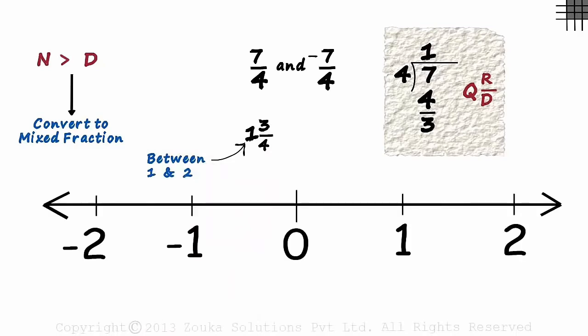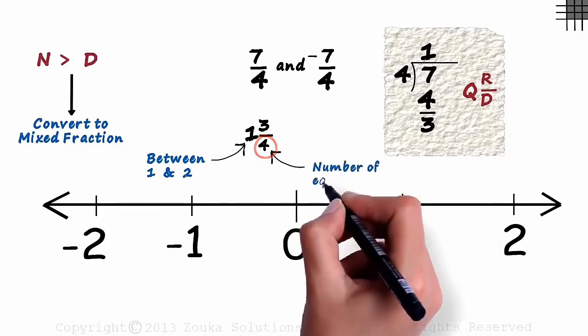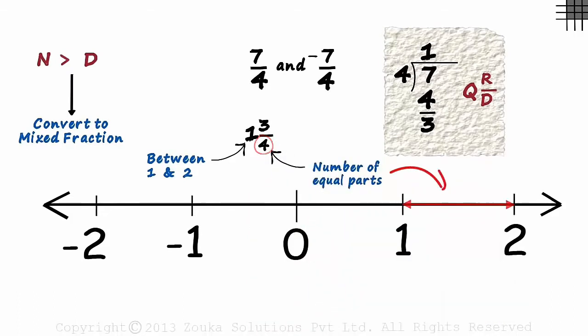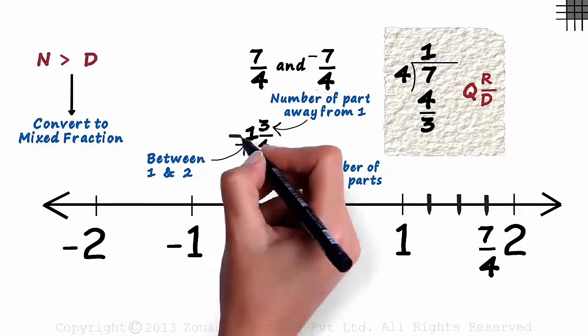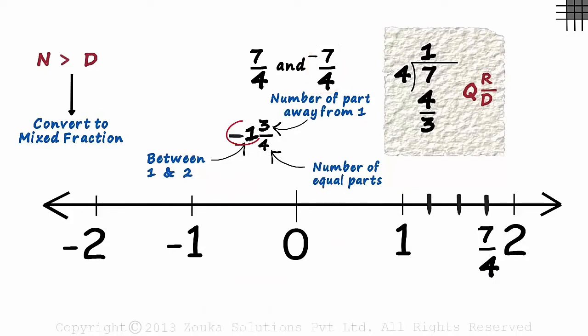So, draw the number line and mark 0, 1 and 2. The denominator tells us the number of equal parts the segment is divided into. Here, denominator is 4. So, we divide the segment between 1 and 2 into 4 equal parts. The numerator tells us the number of parts away from 1. So, it is 3 parts away from 1. So, we mark 7 by 4 here. Use the same procedure. We can mark minus 7 by 4 on the left hand side.